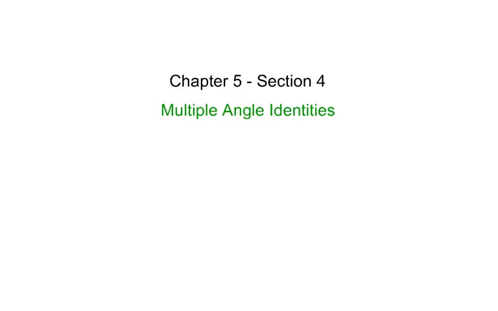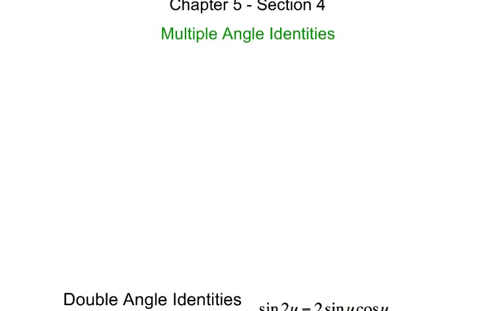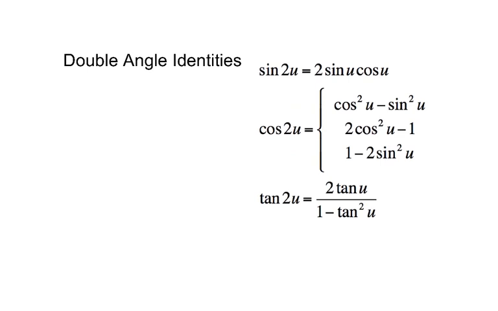Alright, so here we are with the Chapter 5, Section 4 notes, and we're talking about multiple angle identities. On your formula sheet, you're going to see these new formulas. They're called double angle identities, and again, it's just when we're using our proofs, what can you replace sine of 2u with? The whole idea is that anytime you see a 2 inside of the sine or the cosine or tangent, it's going to be very hard to manipulate.